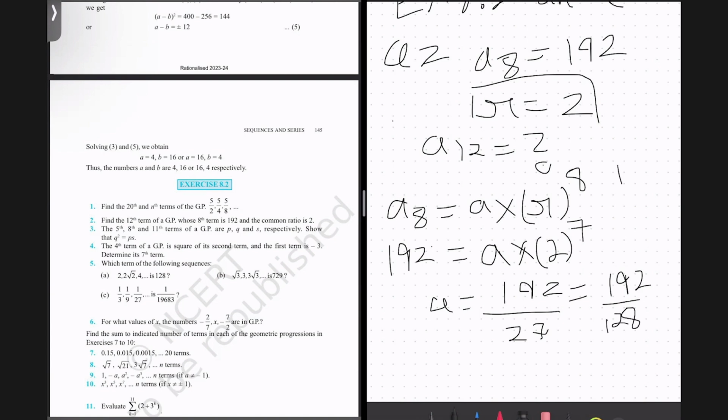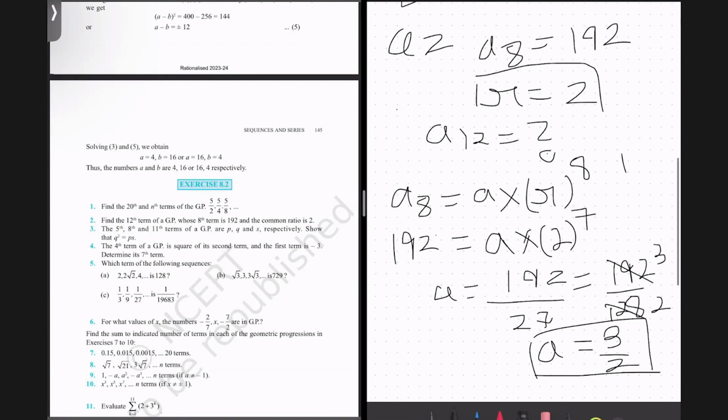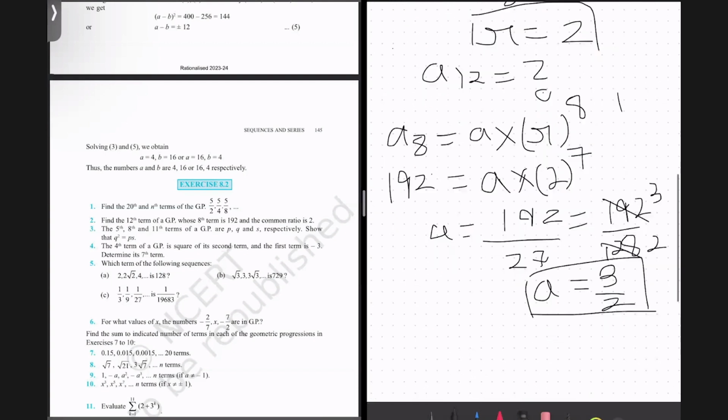When you do the calculation, you can cancel this out by 64. That would be 2 and that would be 3. And so the first term of the GP would be 3 upon 2. Now that you have the first term of the GP figured out, you'll be able to calculate the 12th term as well. So how are you going to do that? Let's calculate the 12th term.